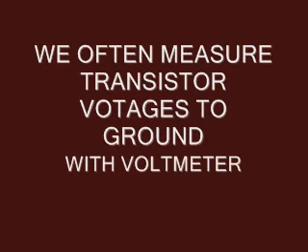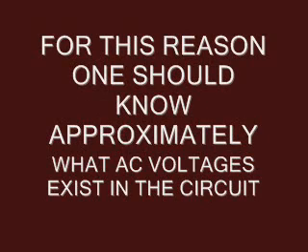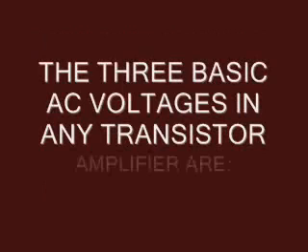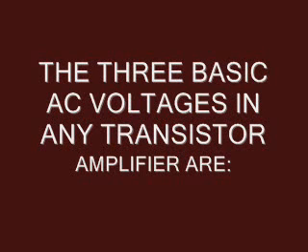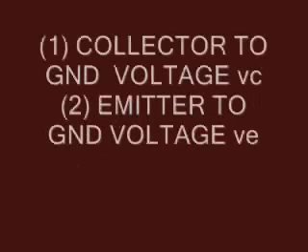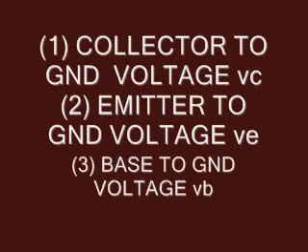We often measure transistor voltages to ground with a voltmeter. For this reason, one should know approximately what AC voltages exist in the circuit. The three basic AC voltages in any transistor amplifier are: 1. Collector to ground voltage VC, 2. Emitter to ground voltage VE, and 3. Base to ground voltage VB.